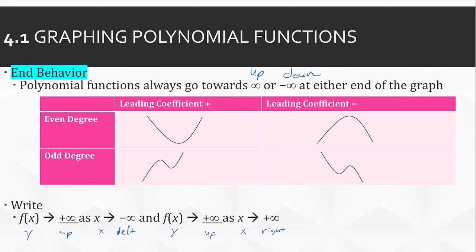The only thing you are changing is there. So the first one is what happens on the left, does it go up or down? And the second one, what happens on the right, does it go up or down? So if it goes up, it's positive infinity. If it goes down, it's negative infinity. And again, this is what happens on the left. This is what happens on the right. So this is up on both sides. This is the even degree. Positive leading coefficient.